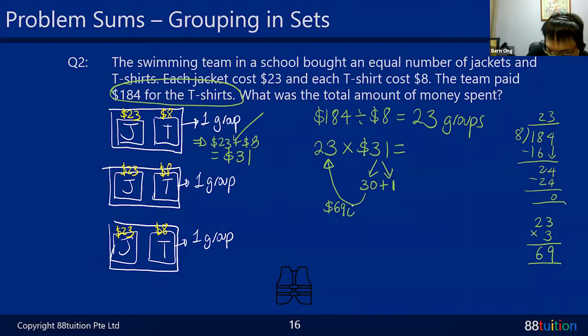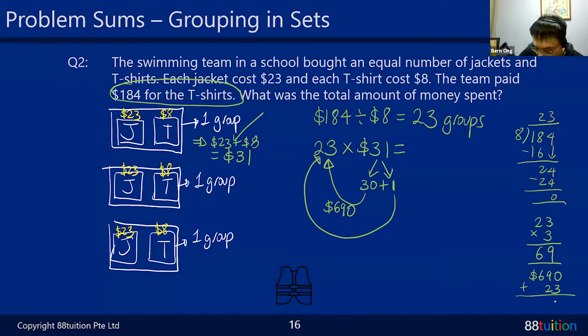Then the 1 means there's 1 of 23. So it's actually 690 plus another 23. Is that true? If you look at it that way, also can. The answer is 713. But if you don't understand this method, it's okay. Then you have to learn the two numbers multiplication like that.